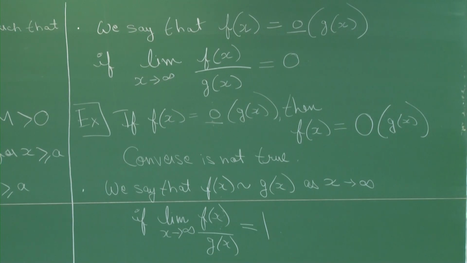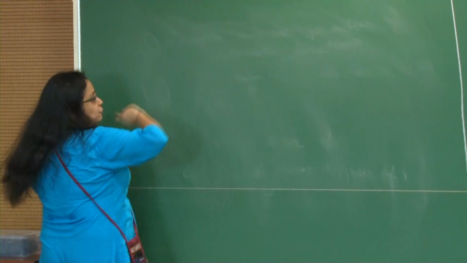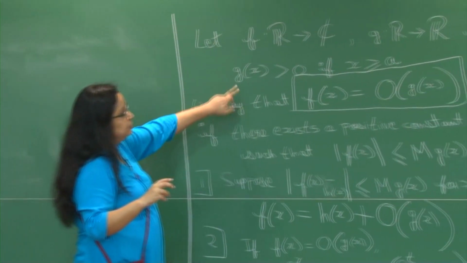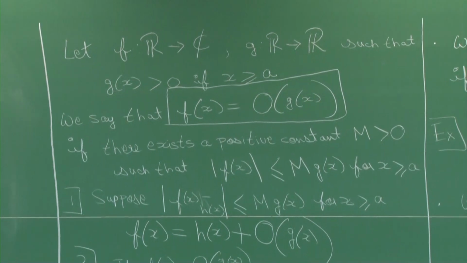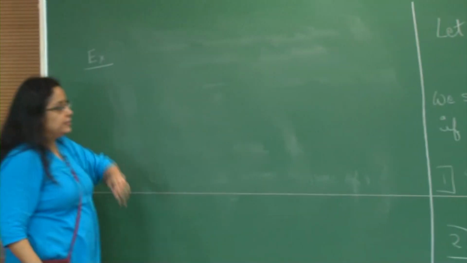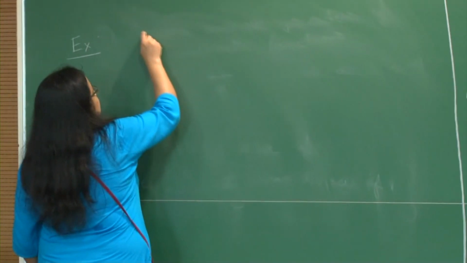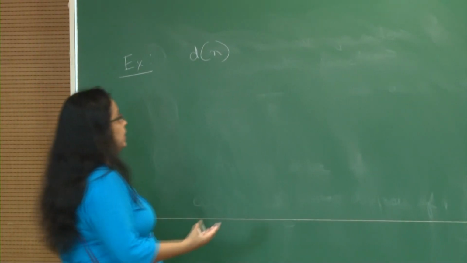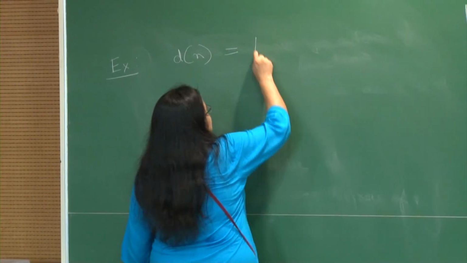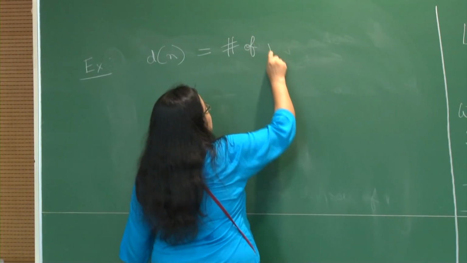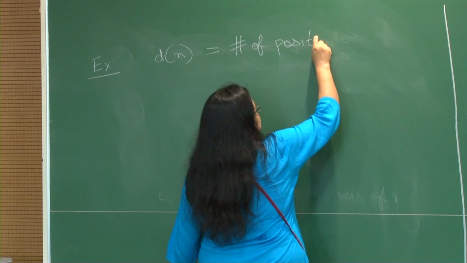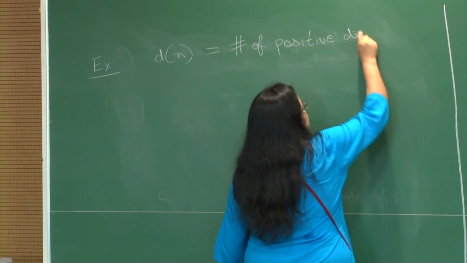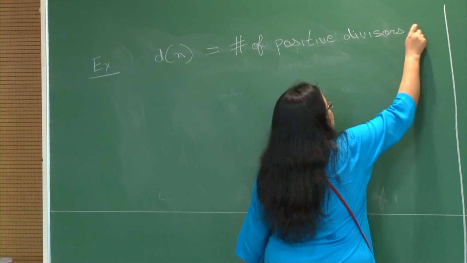Now, we talk about what is called an average order of a function. Before that, I want to give you a couple of quick examples of the first notion, which will be useful for us. First, let d of n, given a natural number n, little n will always denote a natural number in our course, d of n is the number of positive divisors of n.